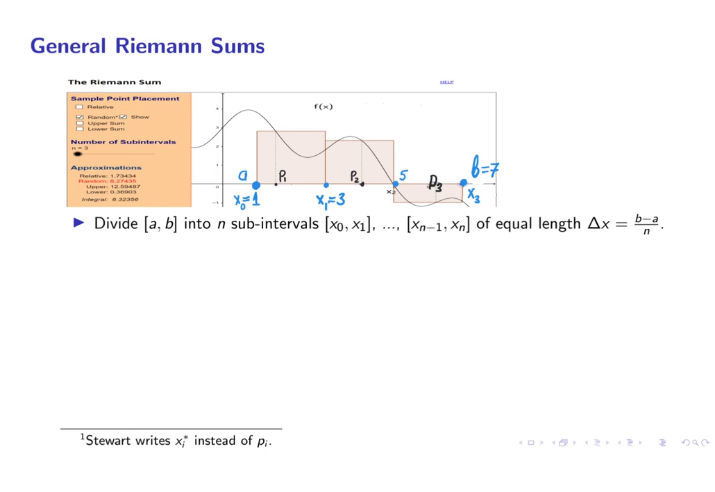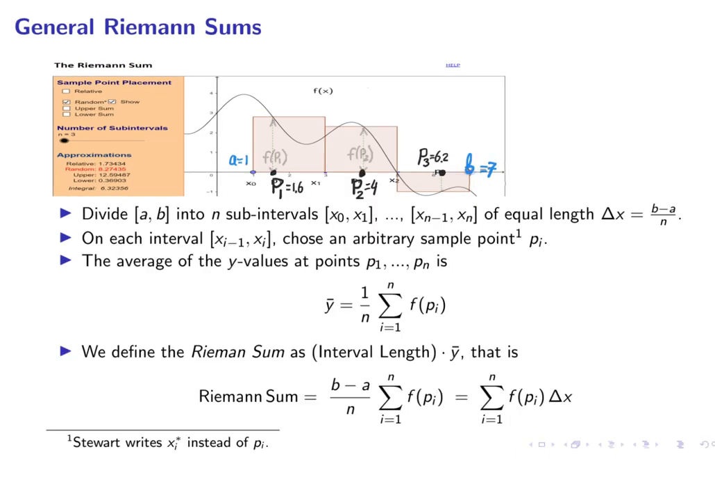Okay, so now let's look at the partition points. We start from the leftmost point, x0 equal 1. Then we travel 2 units to the right. So the new point is x1 equal to 3. Then we travel another 2 units to the right, and we get the new partition point x2 equal to 5. And 2 more units to the right, and we arrive at the final point x3 equal to 7.